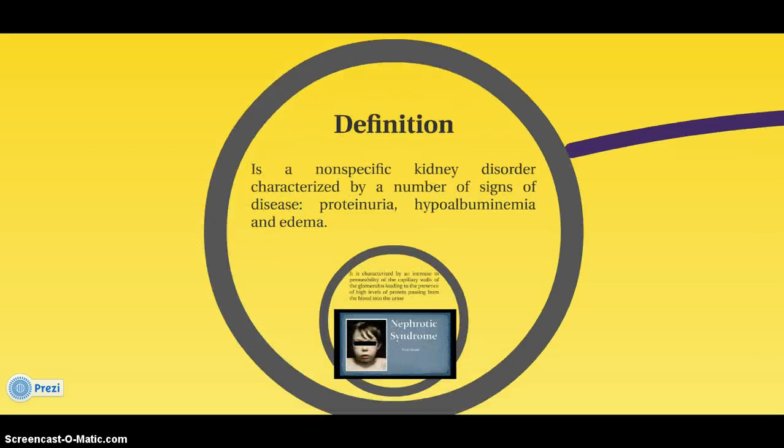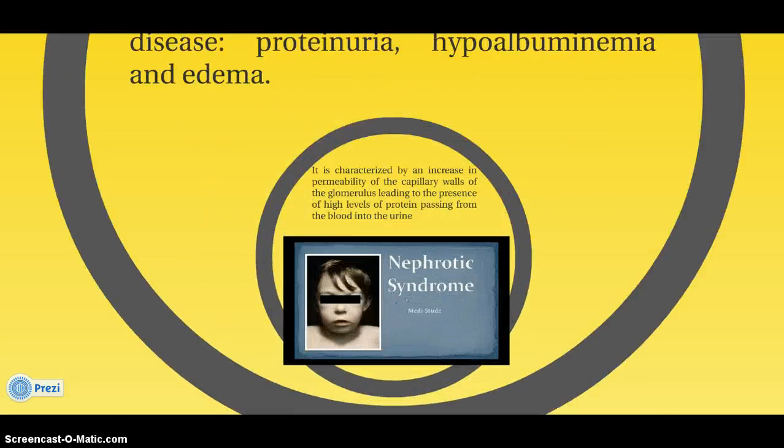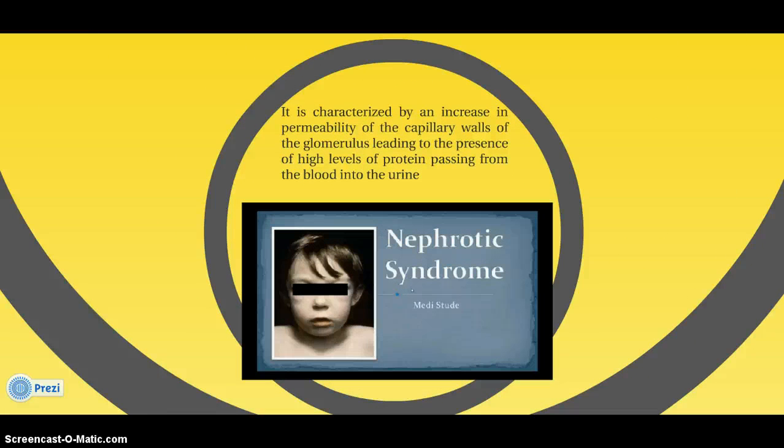Definition: it is a non-specific kidney disorder characterized by a number of signs of disease: proteinuria, hypovolemia, and edema. It is characterized by an increase in permeability of the capillary walls of the glomerulus, leading to high levels of protein passing from the blood into the urine. Now we have a video about nephrotic syndrome.